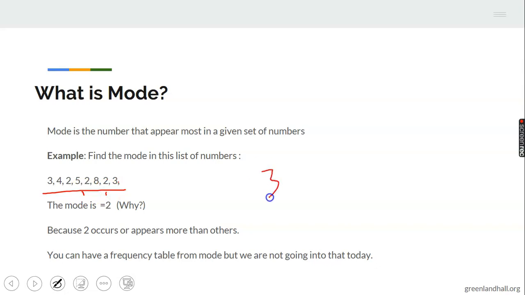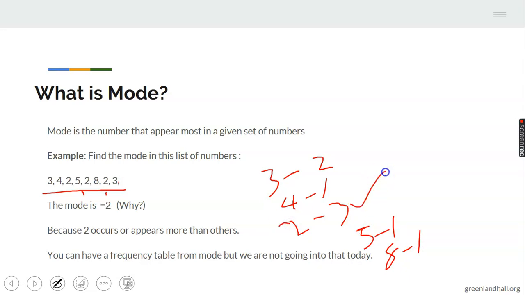Okay, let's have the analysis. How many 3s do we have? 2. How many 4s? 1. How many 2s? 1, 2, 3. How many 5s? 1. How many 8s? 1. So which one has the highest number of appearances? That is 2. So the mode is 2. And you want to ask why. Because 2 occurs or appears more than others. You can have your frequency table from mode, but we are not going into that today.